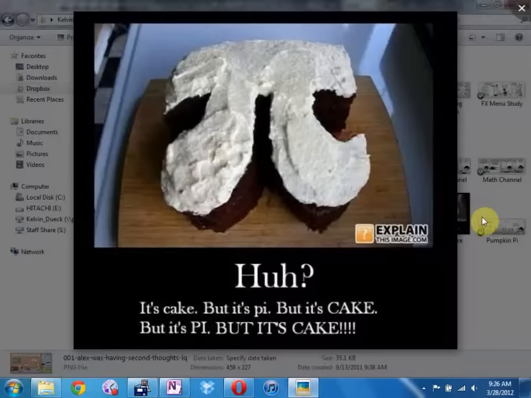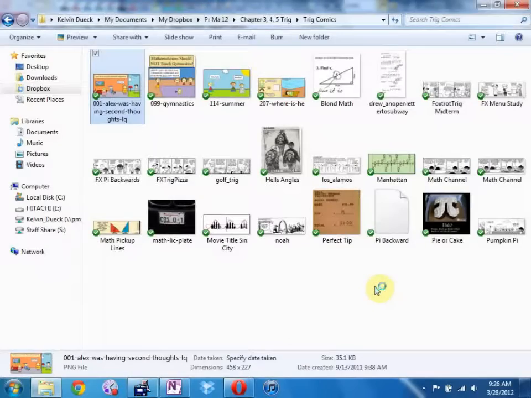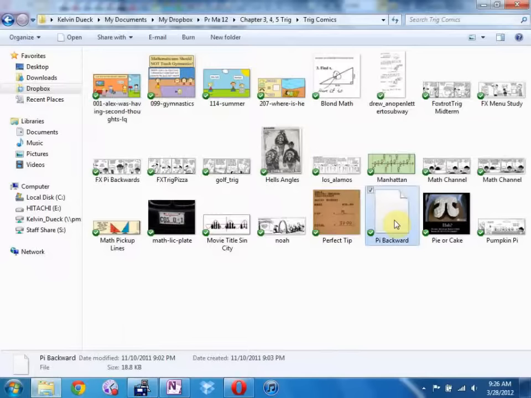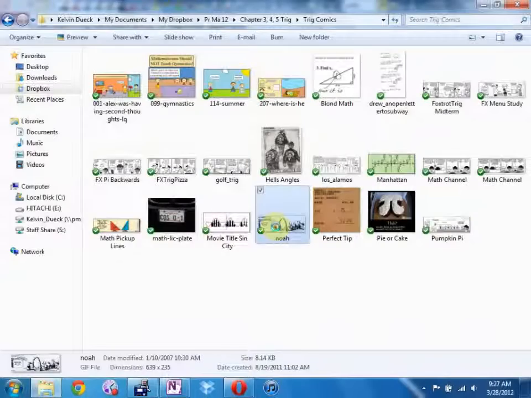Happy Pi Day, belated Pi Day, but Pi Day was during spring break. I think I sent you all an email. We're calling it pumpkin pie. I'll put this on the end until we buy more. Now, which one didn't work there? That one right there. Oh, I think I already got that one anyways. Is the one before the receipt? Oh, Noah. Okay. Open with.